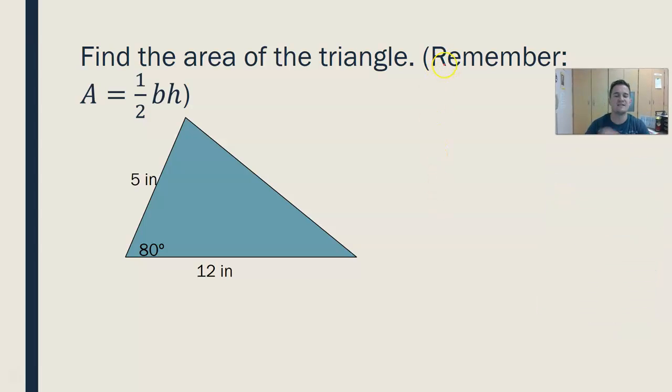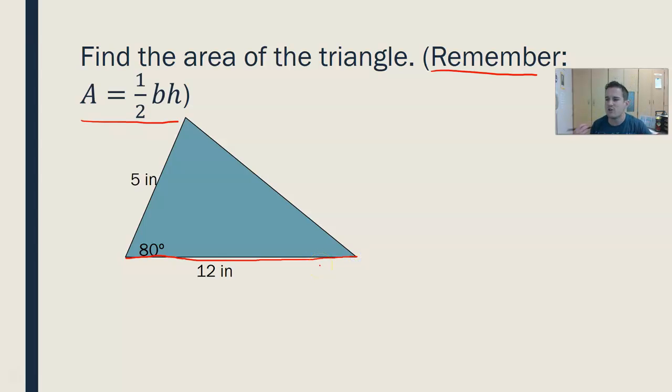Just as a reminder, the formula for the area of a triangle that we know is area is equal to 1/2 the base times the height. That's a formula for the area of a triangle: 1/2 times the base times the height. Okay, well, let's look at this triangle. Here's the base of this triangle. I can call this the base of this triangle.